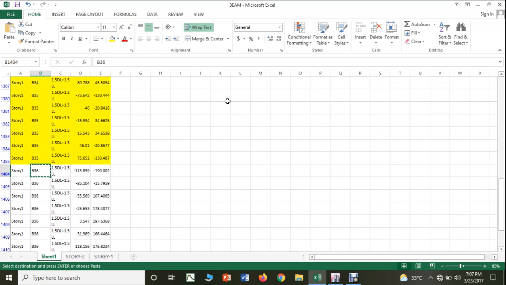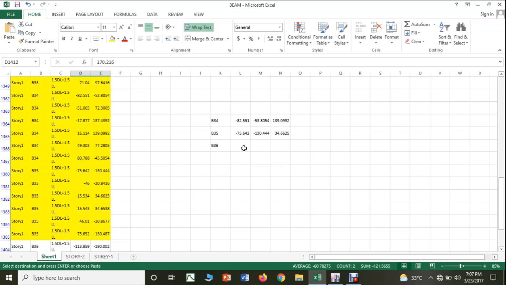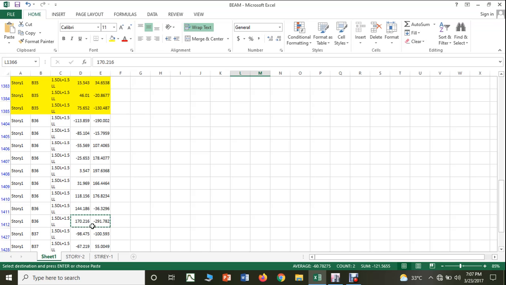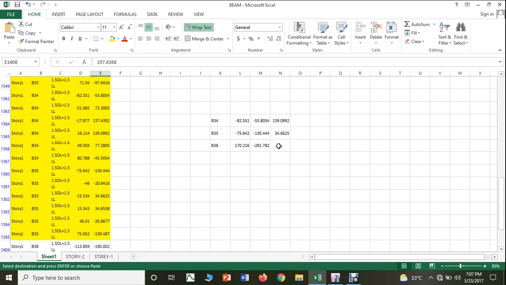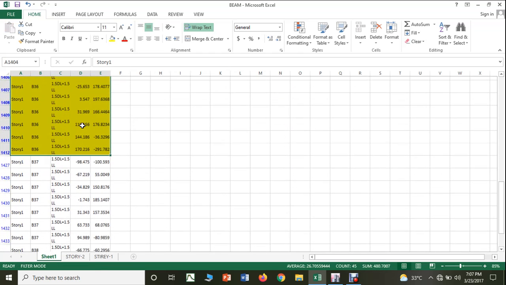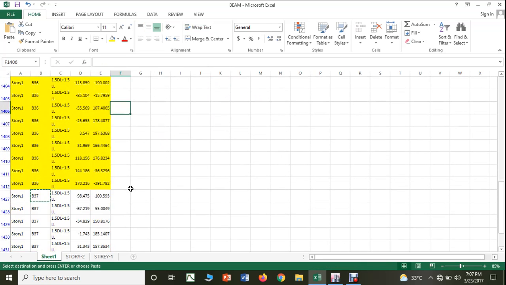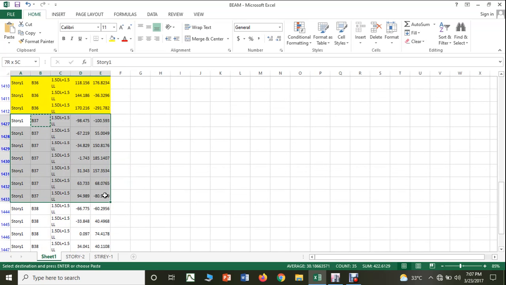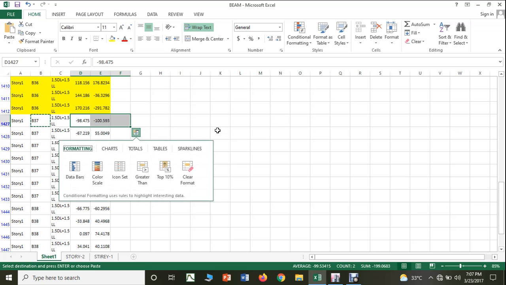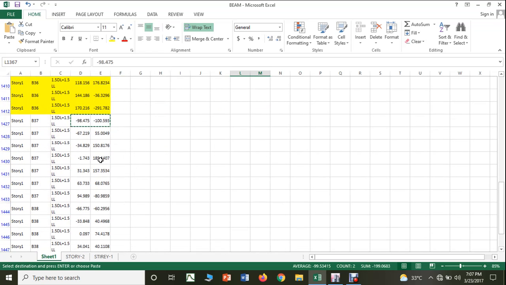Next you have is beam 36. From here to here you have beam 36 with 197 as the positive value. Next you have is beam 37. Out of this, the highest value is this one, and the positive value will be 185.